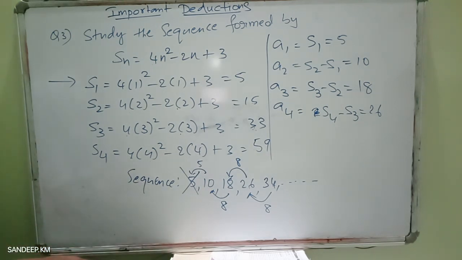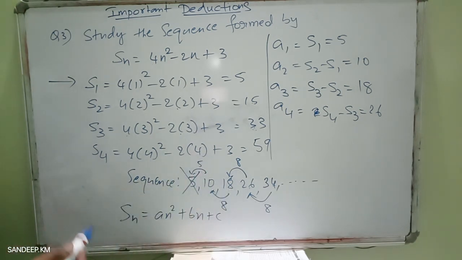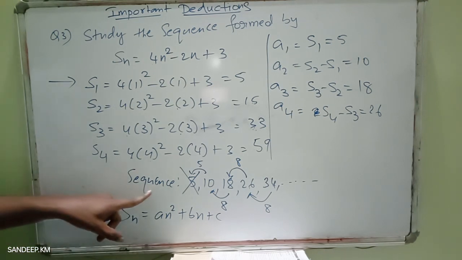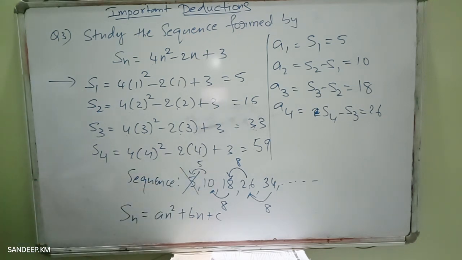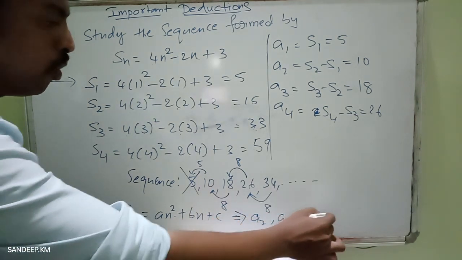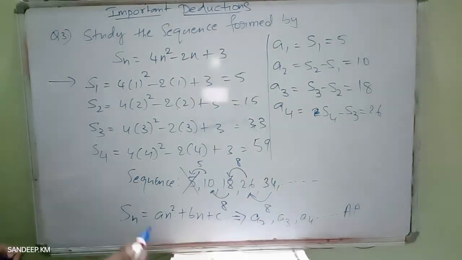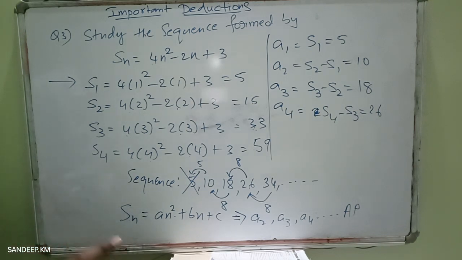So what does it mean? What is the conclusion? The conclusion is that if the sum of n terms is of the form an square plus bn plus c, then the sequence will be in arithmetic progression from the second term. That means if Sn is of this form where a, b, c are constants, then A2, A3, A4 and so on will be in AP. The sequence will be in AP from the second term, not from the first term. So keep this in mind.